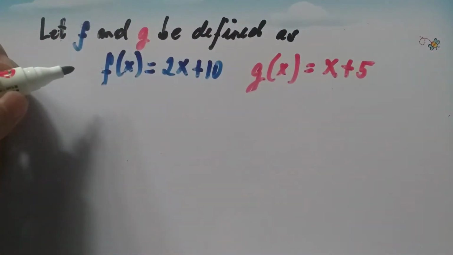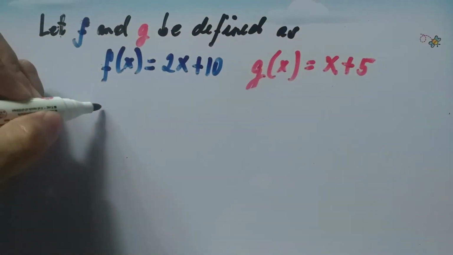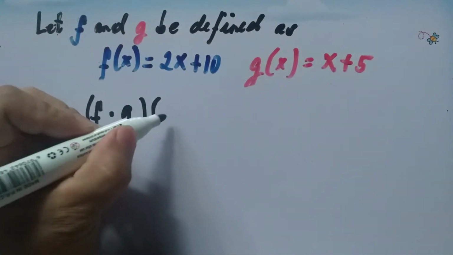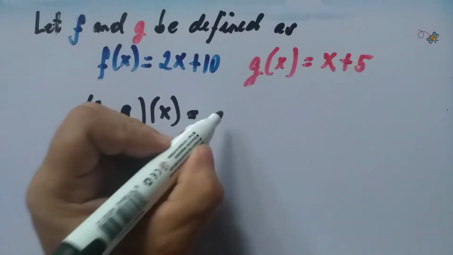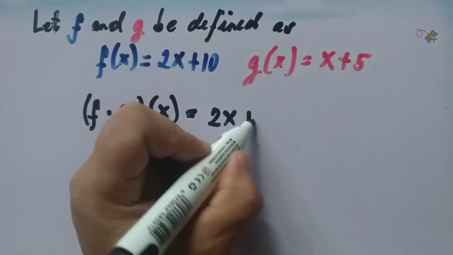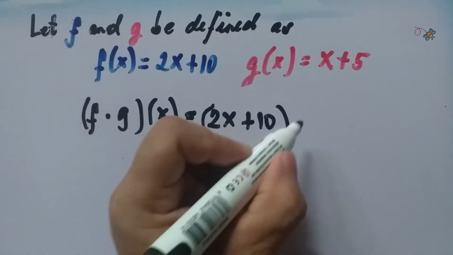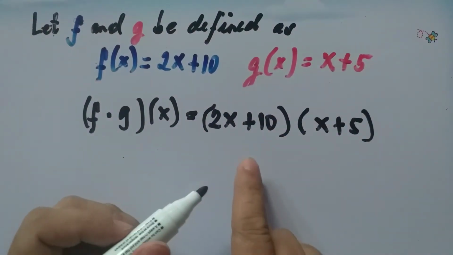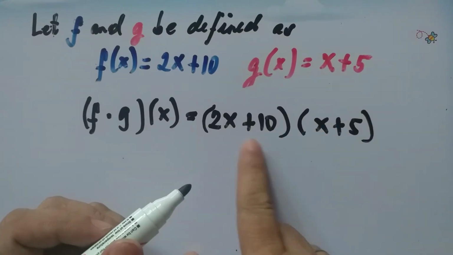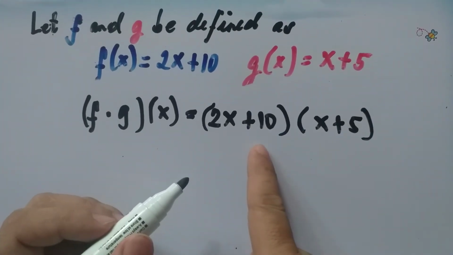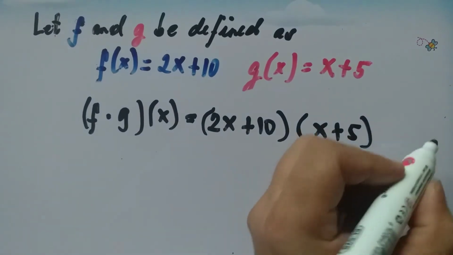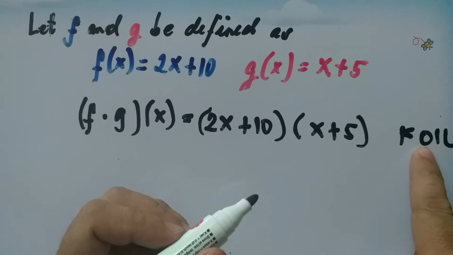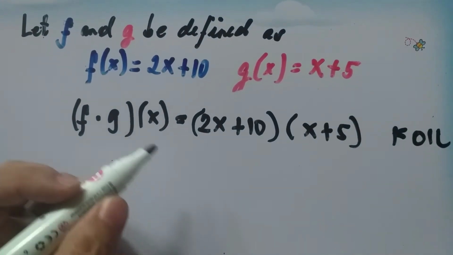Next is multiplication on functions, denoted by f times g of x equals 2x plus 10 times x plus 5. If you'll notice, we have two binomials, so we can apply here the FOIL method. FOIL method stands for the first terms, outer terms, inner terms, and last terms.